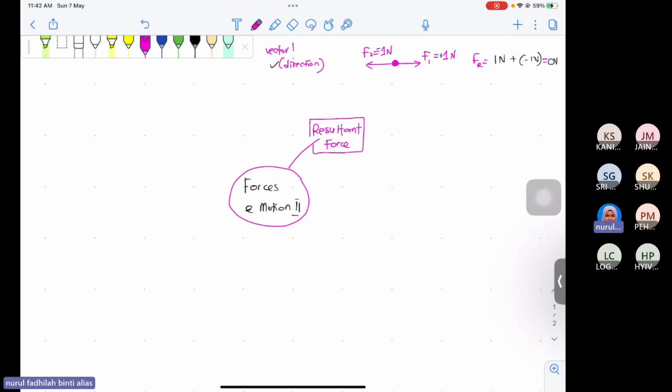Okay. And then if we have forces like this, force 1 and another force 2. This one is 1 Newton, this is 2 Newton. So the resultant force will be 1 plus 2 Newton, that's 3 Newton. So that's the resultant force. Okay, very easy.